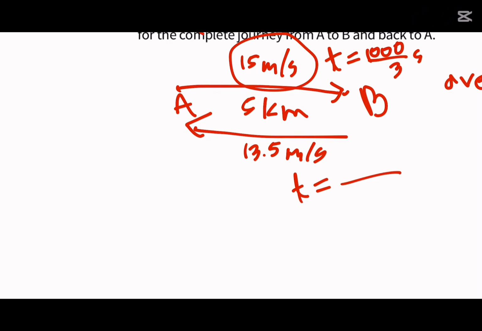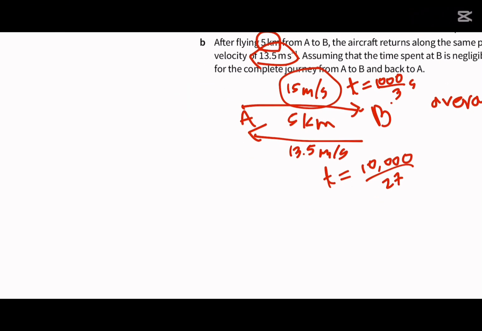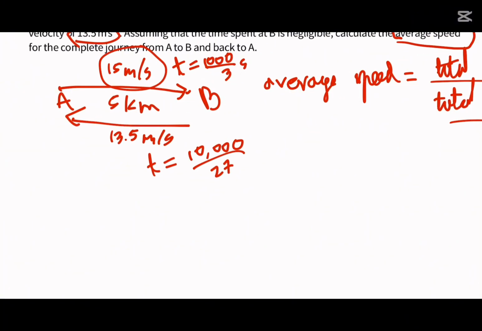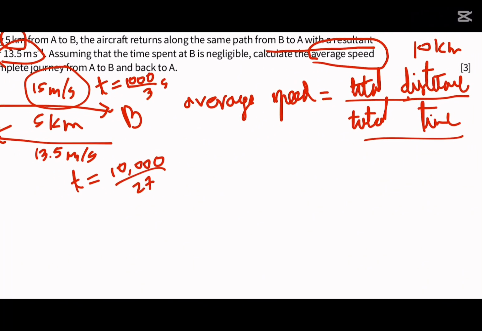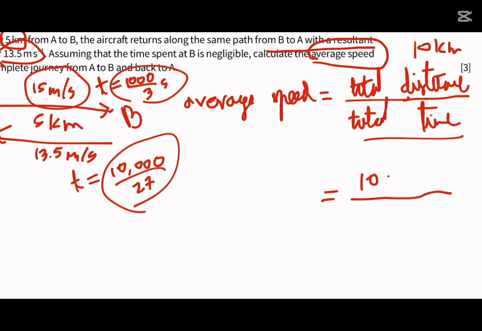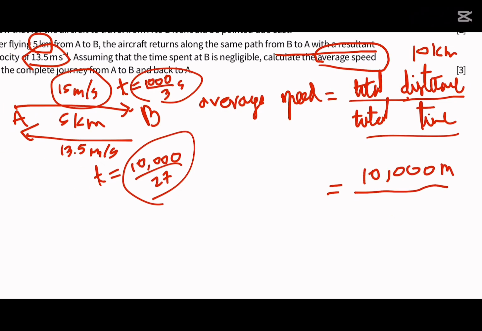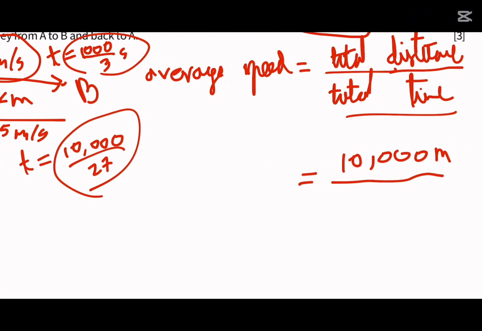Okay, wait. That is about 10,000 over 27. So now I just need to find the average speed, which is total distance over total time, and if you add these both up, then you get the total time. Total distance is about 10,000 meters, and the time will be 1,000 over 3 plus 10,000 over 27.